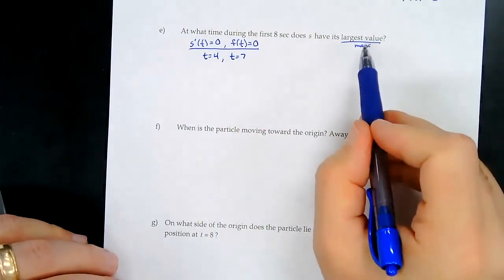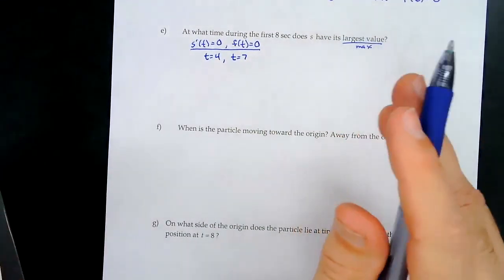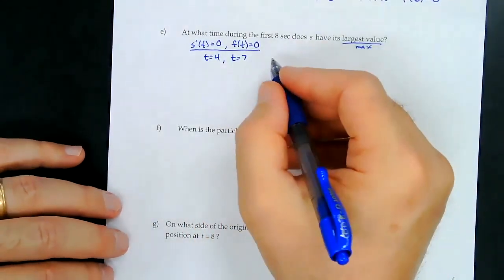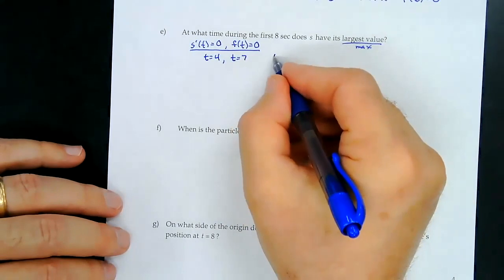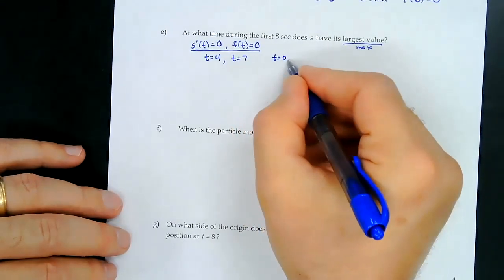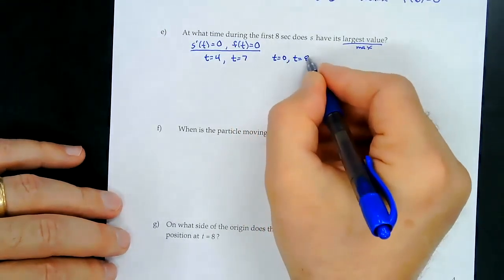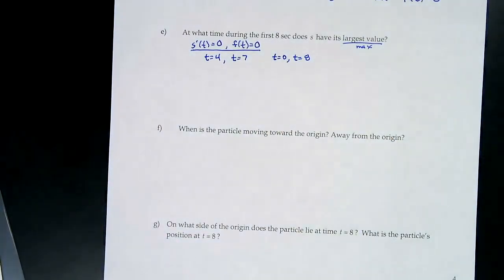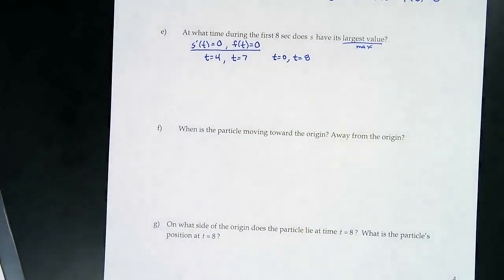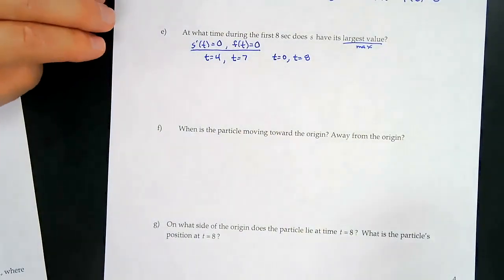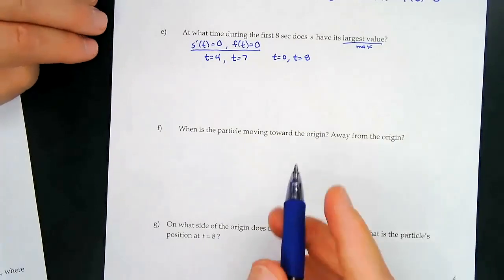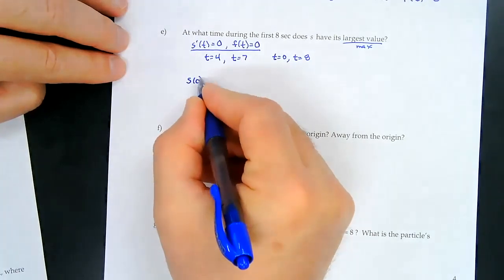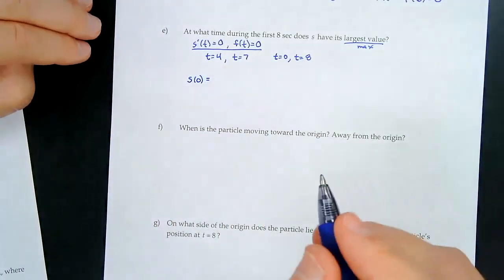Now, we're looking for the max, so we also have to include, because this is a closed interval, our endpoints. So these are critical values, but we also have to include t equals 0 and also t equals 8, because the maximum can happen at the endpoints or at a critical value. So now we're going to go through and find each of these. Some of these we've actually already found. So s of 0, we got to find. And we're just going to look and see which one's the largest.